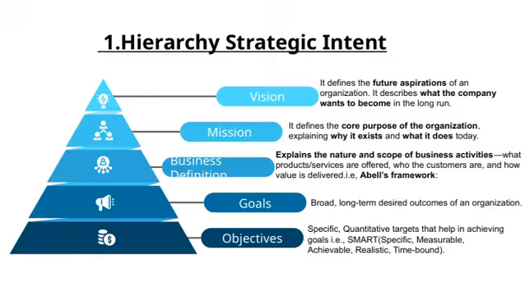To understand the nature and scope of our business activities, we can turn to Abel's framework. This framework clarifies what products or services we offer, who our customers are, and how we create value for them. Specifically, it defines our core purpose, why we exist, and what we do today. It also helps articulate our future aspirations, what we want the organization to become in the long run. Now, connecting these ideas within our strategic hierarchy, we have objectives, goals, business definitions, mission, and vision. Each level plays a role in shaping our strategic intent, ensuring that our day-to-day activities align with our long-term ambitions.